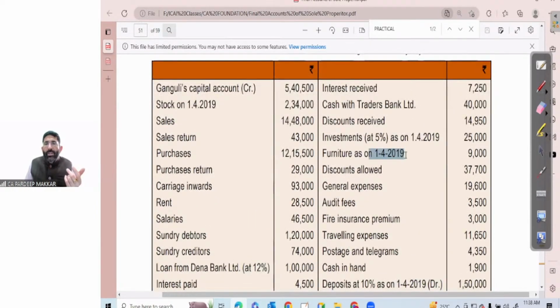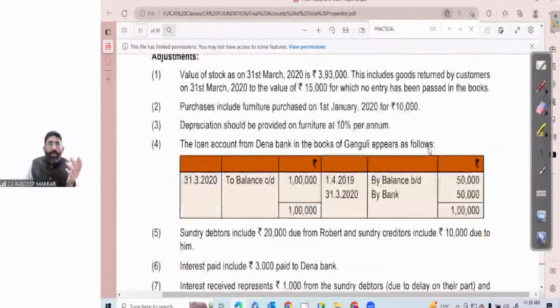Furniture is given on this date. So this is kept in our mind as an important point. Investment at 5%. This is an important point. 1st April 2019, it is an important point. Keep it in your mind. Now, these are the points which are to be kept in mind. The value of closing stock is given to you. This includes goods returned by the customer.